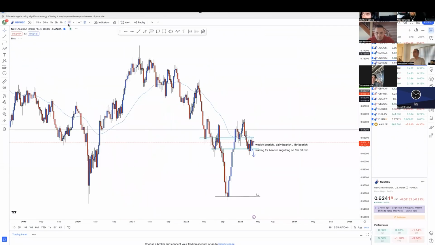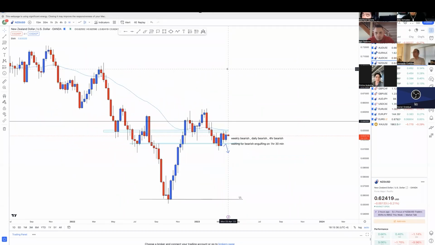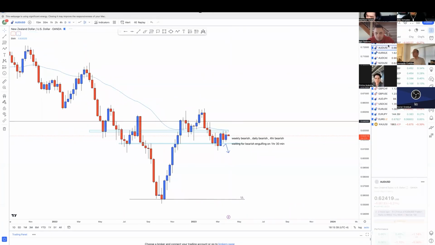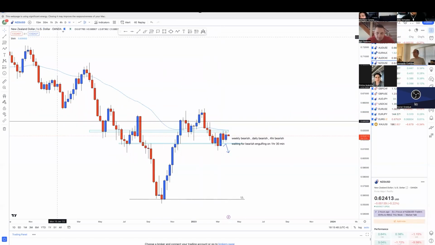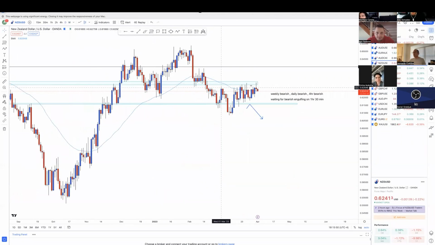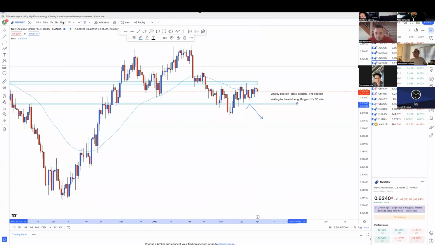NZD USD. It's very similar to AUD. No, what was it? NZD CAD. Obviously, because they're both NZD. We're rejecting from this point. Look how long this has been stuck here. This has been stuck here 22 days, a whole month. This has just been stuck in the same exact move.